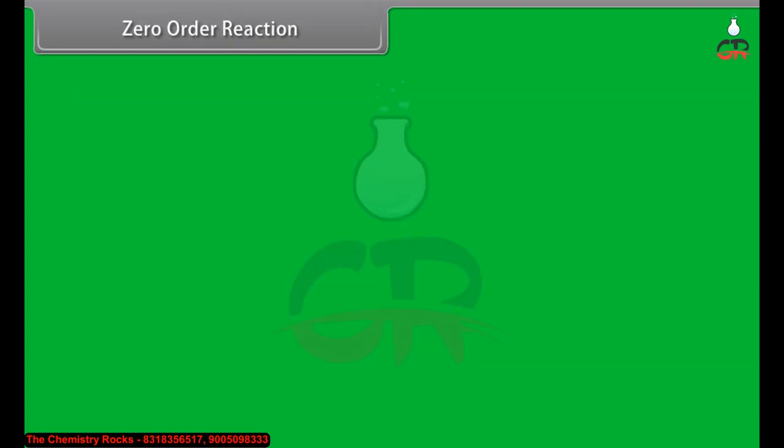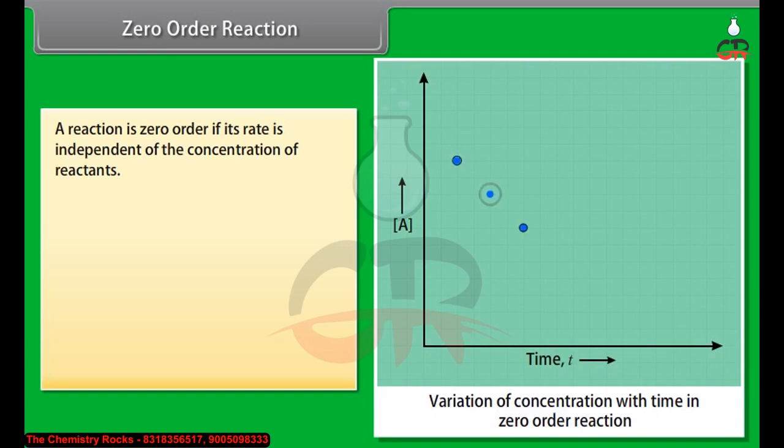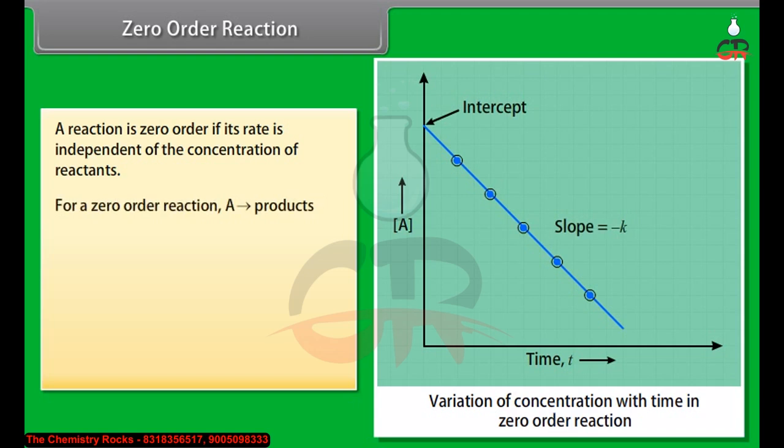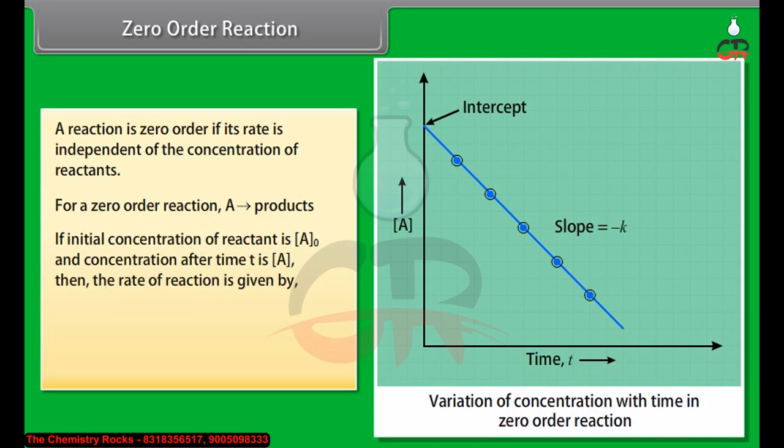Zero order reaction. A reaction is zero order if its rate is independent of the concentration of reactants. For a zero order reaction, A is changing into products. If the initial concentration of reactants is A naught and the concentration after time t is A, then the rate of the reaction is given by minus dA by dt is equal to the product of K and A raised to the power 0, which is equal to K. It can be written as dA is equal to minus K dt.